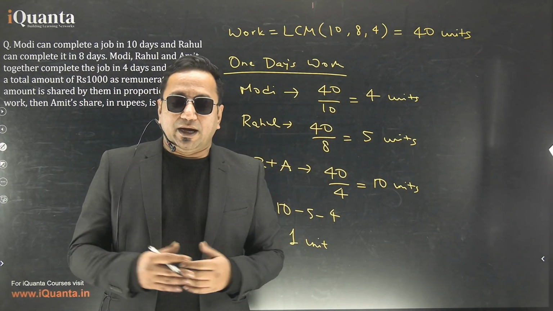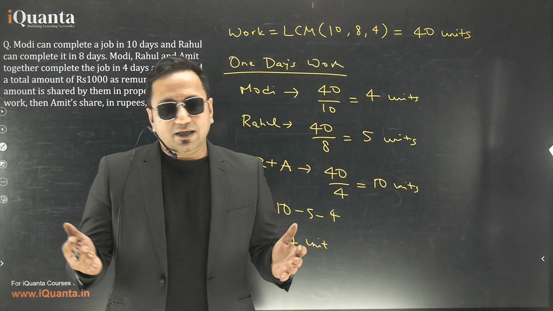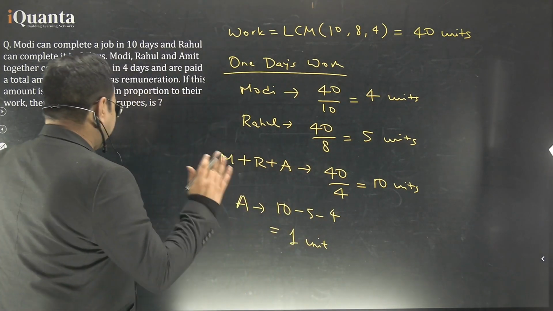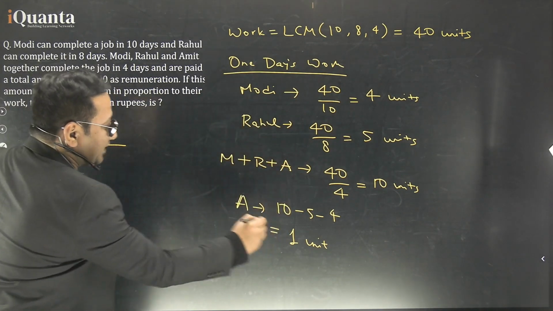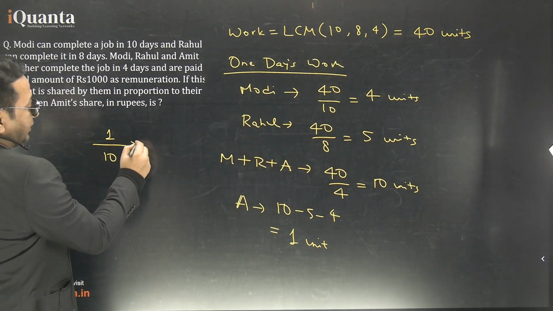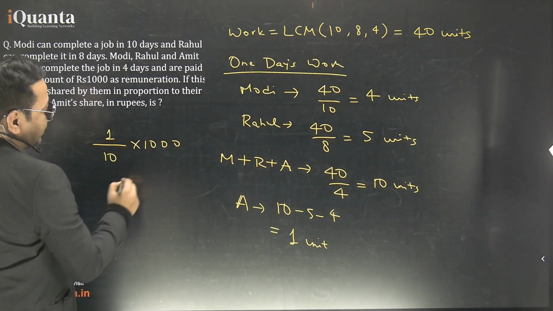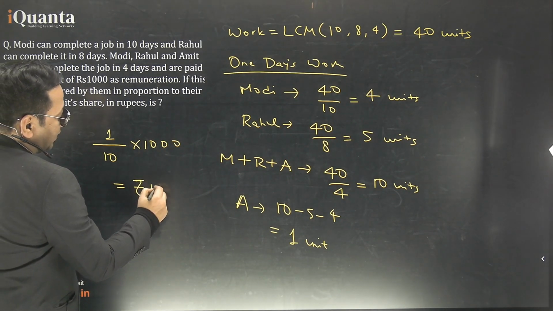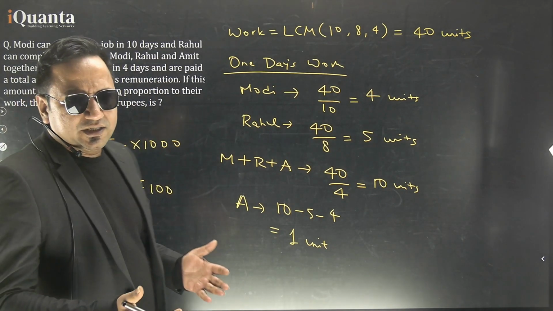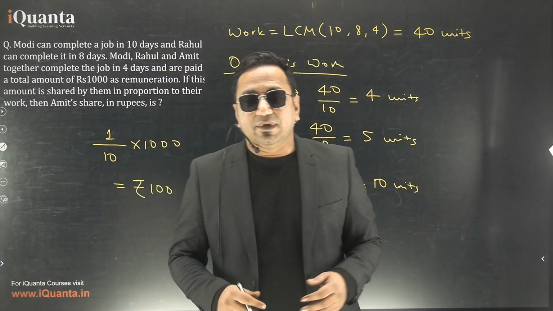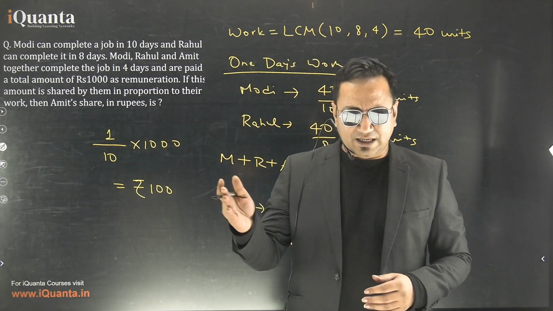combined. And all of them are getting paid according to the work done. So Amit's share, like Amit has done 1 unit of work out of a total of 4 plus 5 plus 1, 10 units of work. His share will be 1 by 10 of 1000. That comes out to be rupees 100. I hope this solution is crystal clear, a very easy solution. And if we go by this, we'll be spending close to 45 seconds.